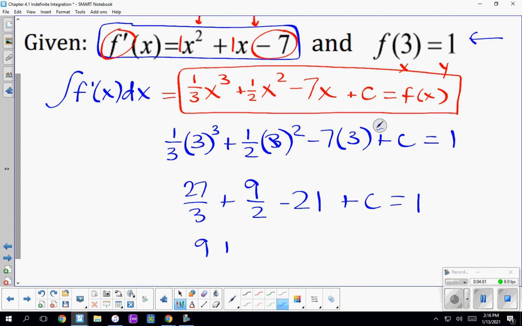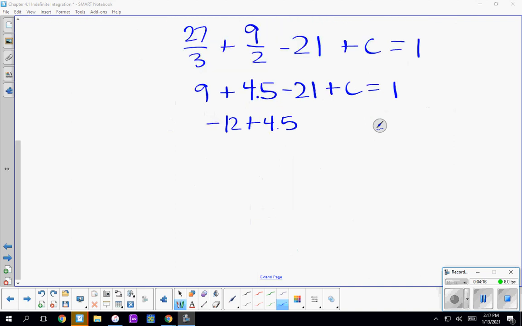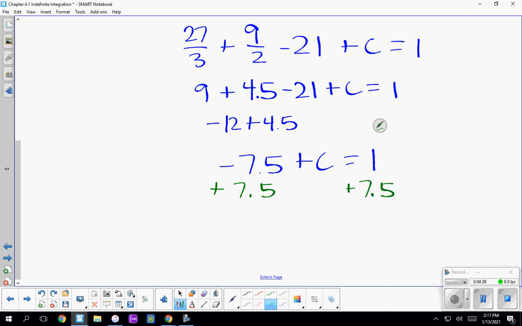I'm going to go ahead and convert this to a decimal. So combining like terms, we'll really have -12 plus 4.5. It's going to be -7.5. And I'm going to add 7.5 on both sides. And I see that c equals 8.5.